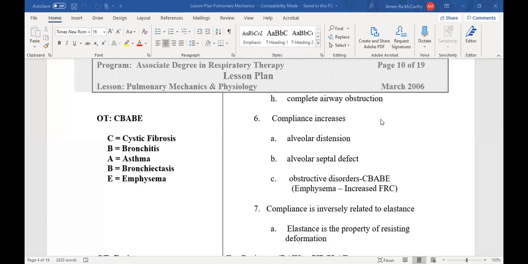CBABE diseases. All of those are obstructive diseases. All of them. All of them are hypercapnic. The patient would be hypercapnic because they have COPD, which they have an obstruction. They can't get the air out. And what we breathe out is carbon dioxide. They can't get it out, it's building up, right? These will all cause an increase in compliance. Increase in compliance. Floppy lungs. Lungs are just like old draws.